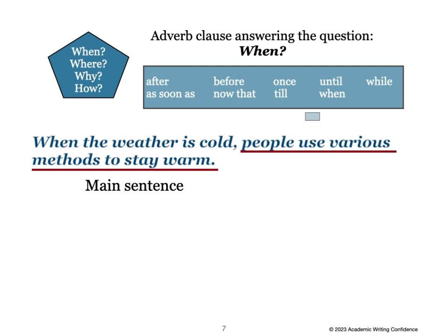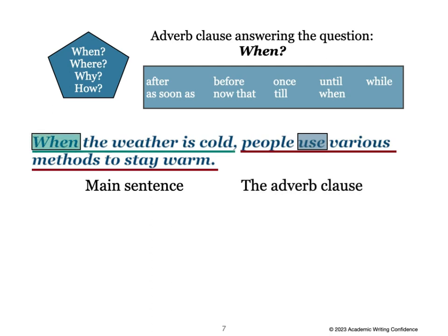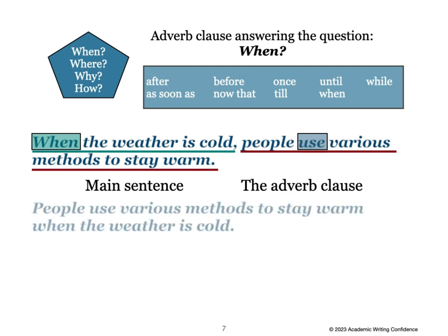When do people use various methods to stay warm? When the weather is cold. This is our adverb clause. In this case, we're using the conjunction when. We can also write the same sentence in this way, putting the adverb clause at the end of the sentence. People use various methods to stay warm when the weather is cold.